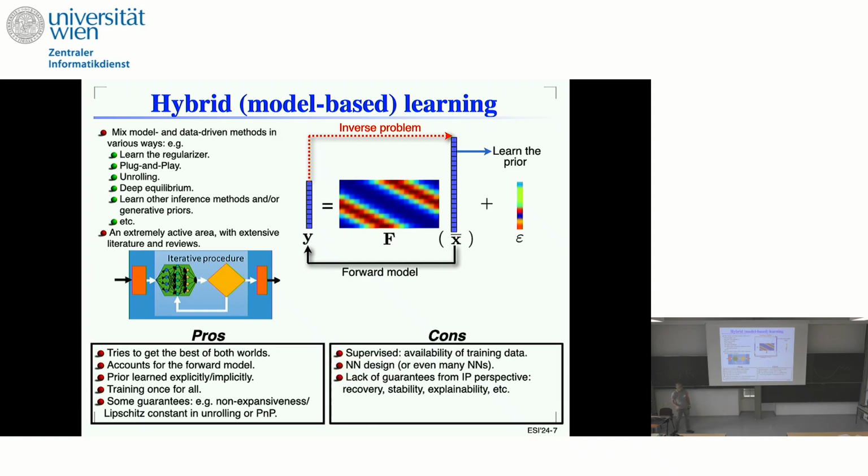Okay, the cons. Of course, it is again supervised. You must have availability of training data. First, you have to design the neural network, and even in this type of approaches, for the unrolling and other types of approaches, you have even many neural networks, not only one. And from the inverse problem perspective, again, the recovery, stability, explainability, you don't really have a guarantee. This is a completely open problem, as far as I know.